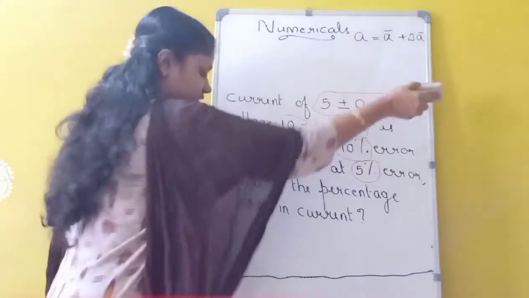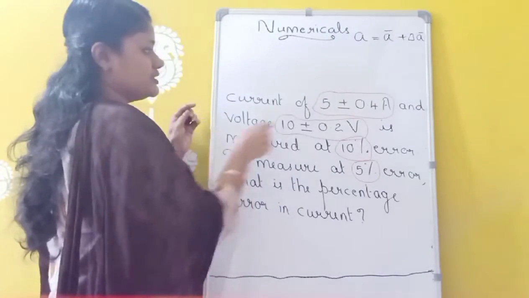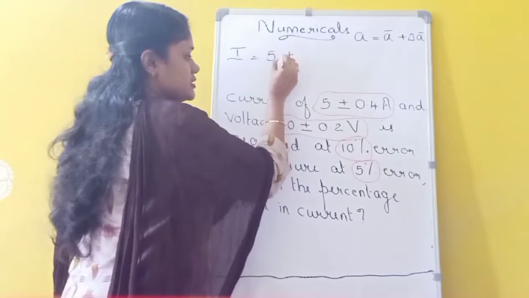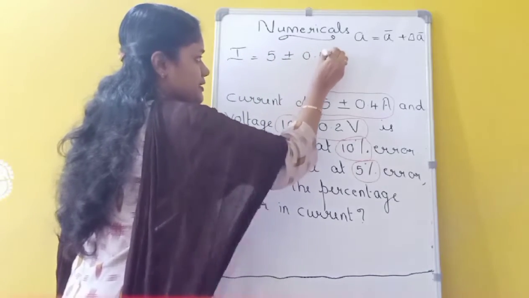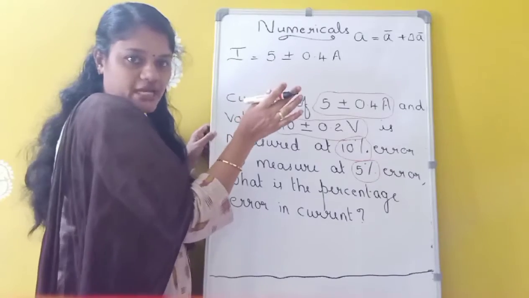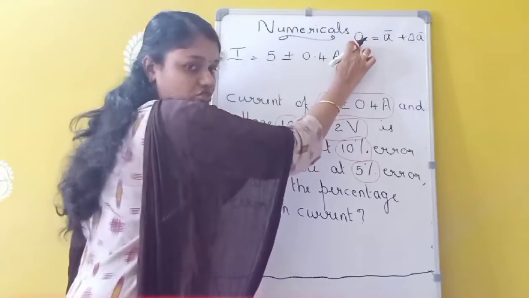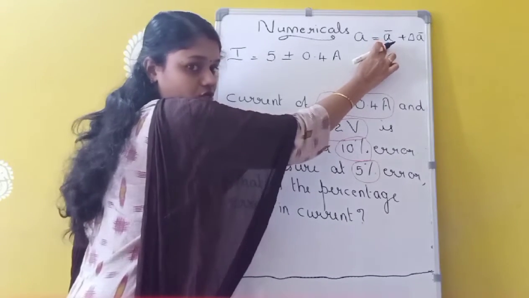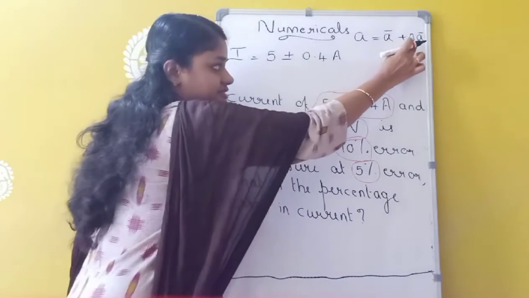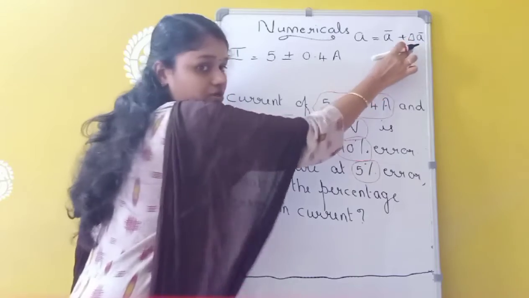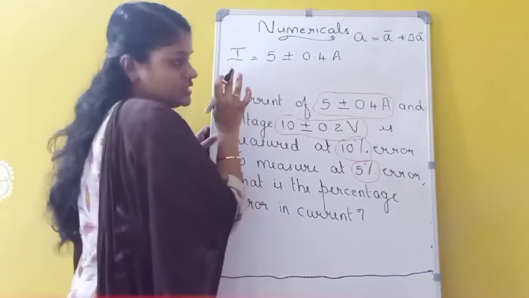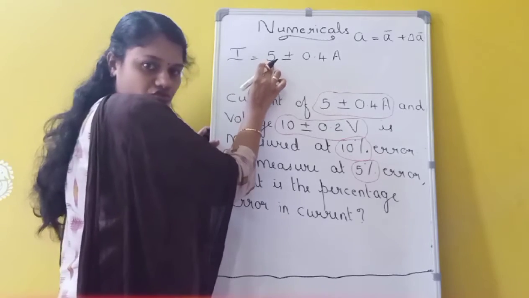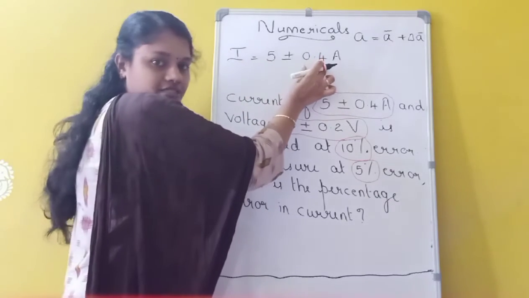So current is given here. I equals 5 plus or minus 0.4 ampere. So all measured values can be written in this form. Suppose A is the measured value. So A can be written as A bar, which means true value or mean value, plus delta A bar, which represents the absolute error in the measurement of the physical quantity. So here we are taking current. Here 5 represents the true value and this 0.4 represents the absolute error.